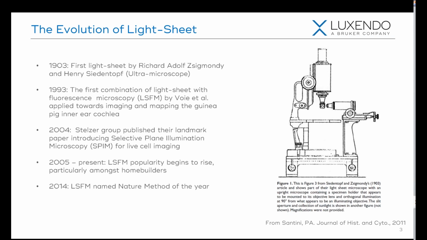It existed in a couple techniques, but was largely forgotten until the early 90s, when the first combination of light sheet with fluorescence came about. In this application, they used this for imaging and mapping the inner ear of a guinea pig. And again, this technique was reshelved for another decade until 2004, when Jan Huisken and Ernst Stelzer published their landmark paper introducing SPIM to the scientific community as a technique for imaging live samples with very little photo damage. And this really sparked an imaging revolution.